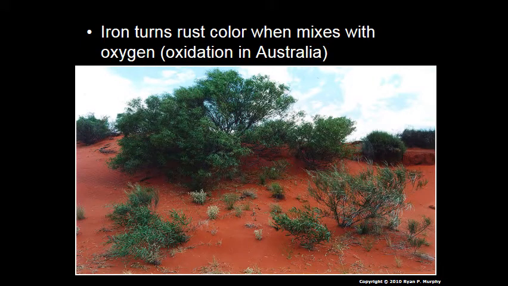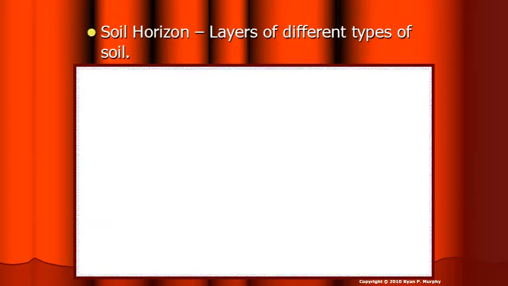If you see red soil, this is kind of interesting. Basically, the red soil means that there's a lot of iron in that soil, which is not necessarily a good or a bad thing, but this is what turns it red. The soil is literally rusting.